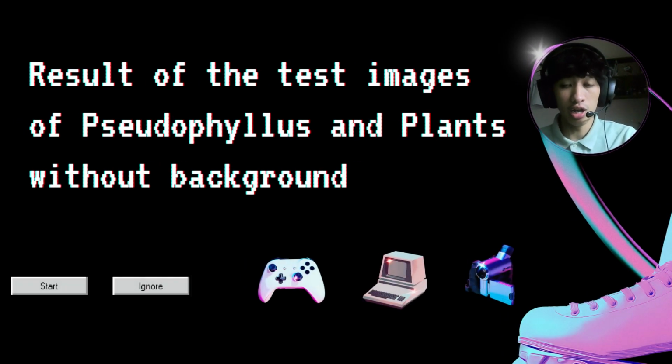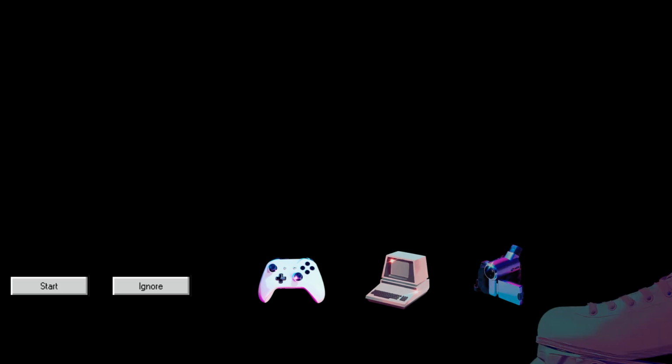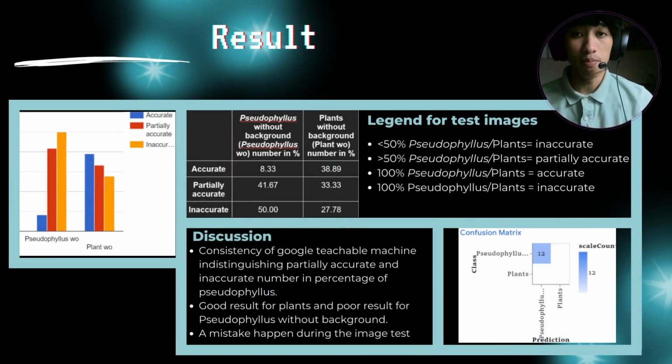Assalamualaikum, I am Farhan and I will continue to present the results of test images of pseudophyllus and plants without the background by using Google Teachable Machine. Based on the results, we can see that plants compared to pseudophyllus without background have higher accuracy in percentage, with 38.89%. Meanwhile, the pseudophyllus have the better percentage of partially accurate than plants, which is 41.67%. But the inaccuracy of pseudophyllus when tested is much higher than the plant test images, with 50% compared to 28.78%.